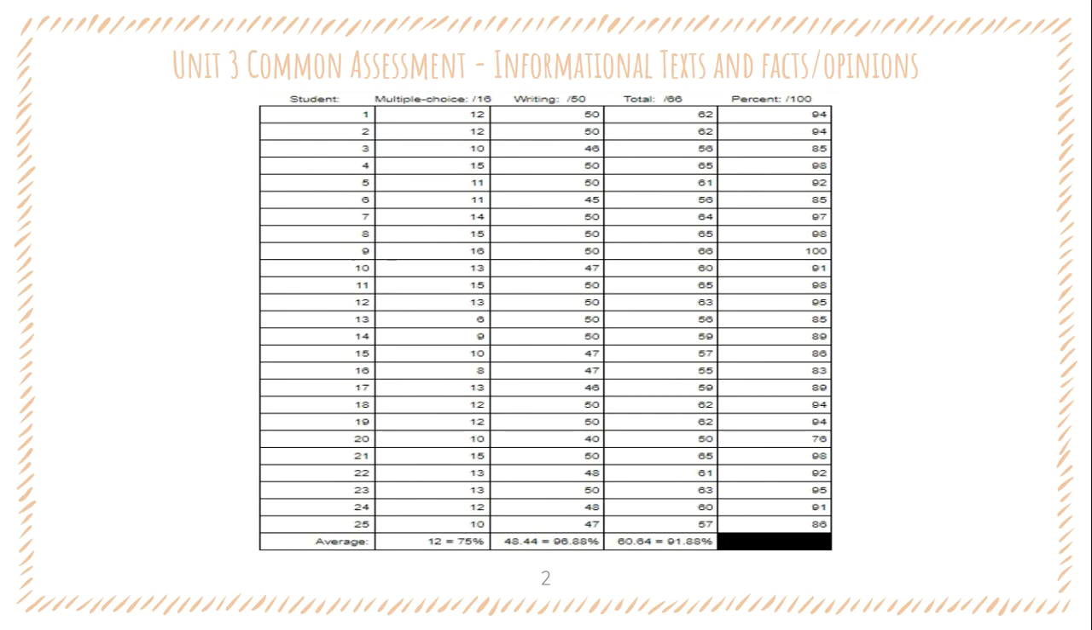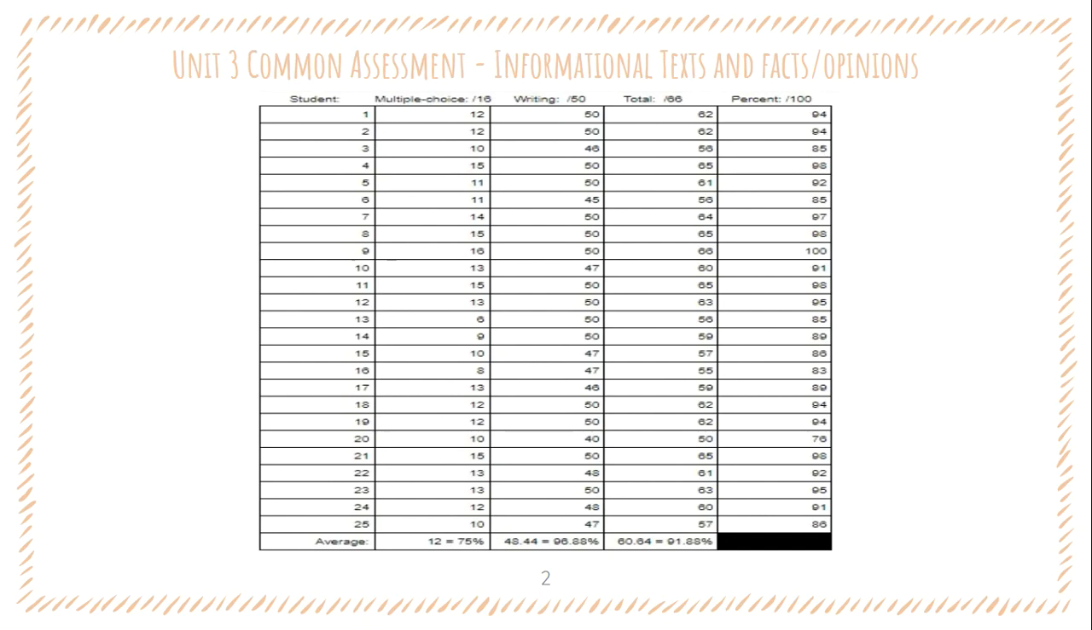So this first column, technically the second column, but the first column with actual data in it, the multiple choice out of 16, if we look down at the bottom, the average score was a 12 out of 16, which is 75%. For this class, that's pretty low. That's what I realized as I was grading the test anyways, that they weren't doing great on the multiple choice. I then looked at the writing section.